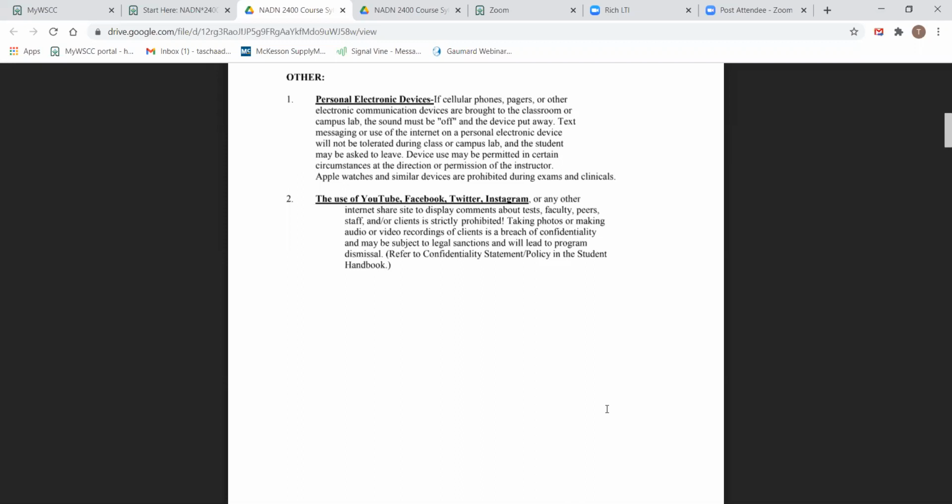If cellular phones, pagers, or electronic communication devices are brought to class, which would be during those times I just mentioned, or to campus lab, you need to have them turned off and put away. Text messaging or using the internet on a personal electronic device will not be tolerated during class or campus lab, and the student may be asked to leave. Device use may be permitted in certain circumstances at the direction and permission of the instructor. Apple Watches and similar devices are prohibited during exams and clinicals.